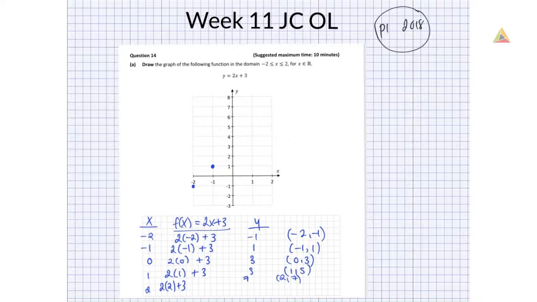The next one is 0, 3. The point 0, 3 is there. 1, 5, which is going to go here. And then finally the point 2, 7, which will go here. So what I suggest you do with this is you definitely need to get a ruler and you draw the best fit line that you can. And just draw like so. So that's the linear function complete. So I'll do the quadratic function now on the next slide.